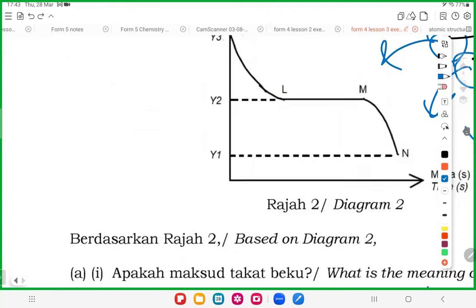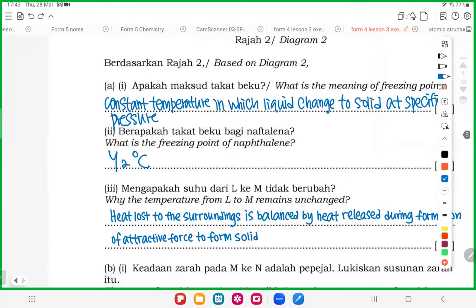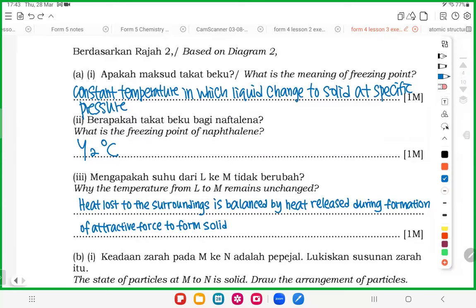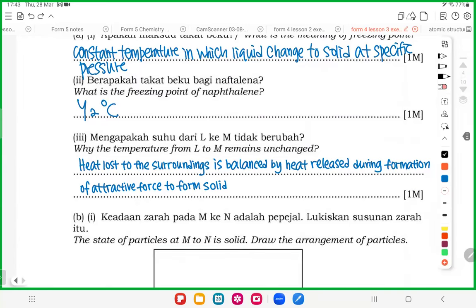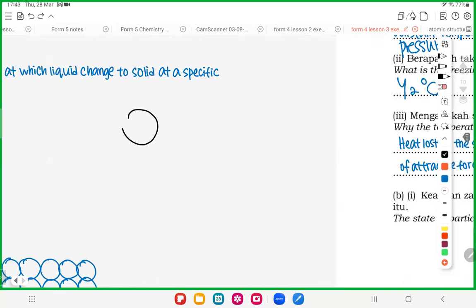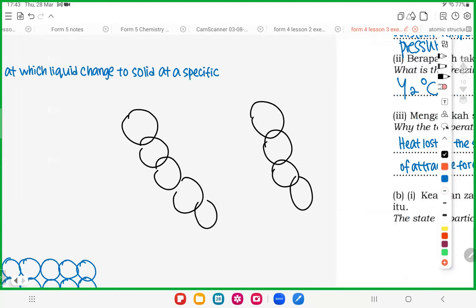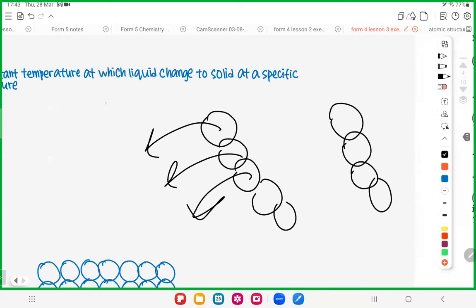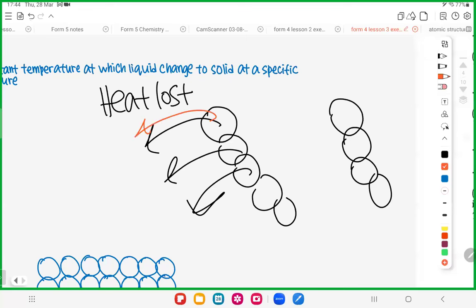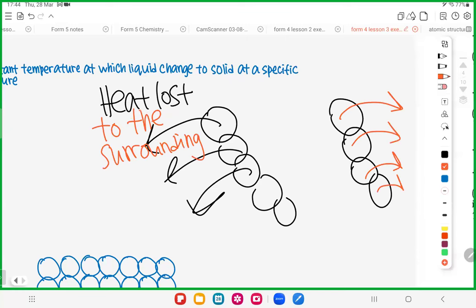So heat loss is balanced by the heat release. You have to be very careful with the words. Now, for example, one answer from the chat box, Hui Xian, for both answers you wrote heat release. Cannot, Hui Xian. So that's why you have to be very careful here, guys. You see, this is the liquid. The energy you throw to the surrounding, you have to write heat loss. Don't write heat release. They won't give you the mark. Heat loss. And this heat you throw to where? Heat loss to the surrounding. The energy you throw away is called heat loss to the surrounding.